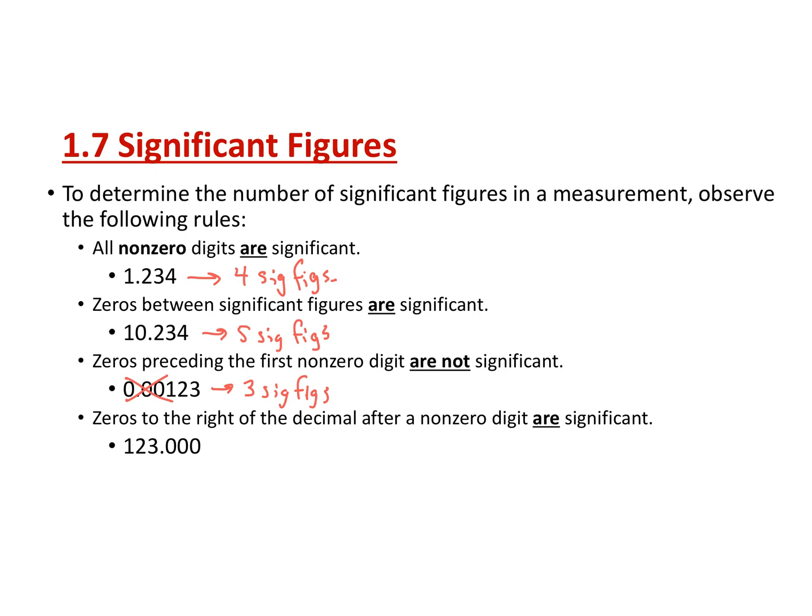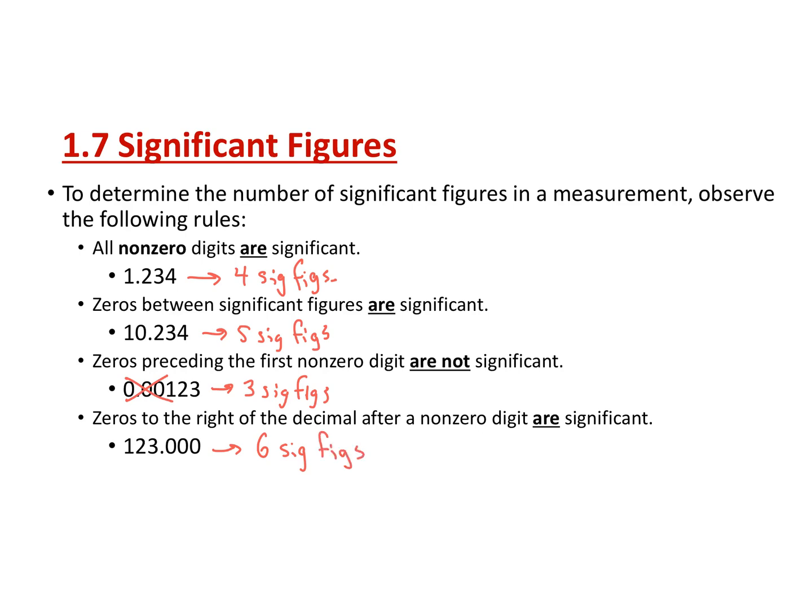Zeros to the right of a decimal place, however, those are significant. So in this case, I'm only saying I have 123.000 because I can measure exactly 123.000. If I could only measure 123 and the number ended there, that would be 3 significant figures. But because I can measure beyond that, 3 decimal places beyond that, this would have 6 significant figures.